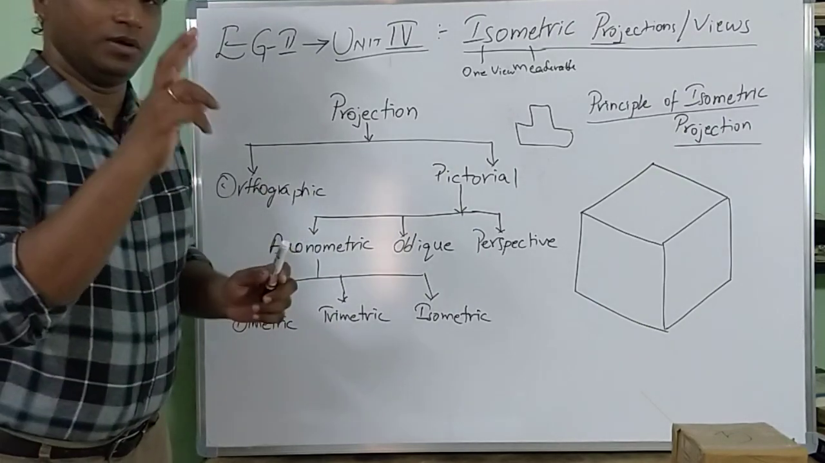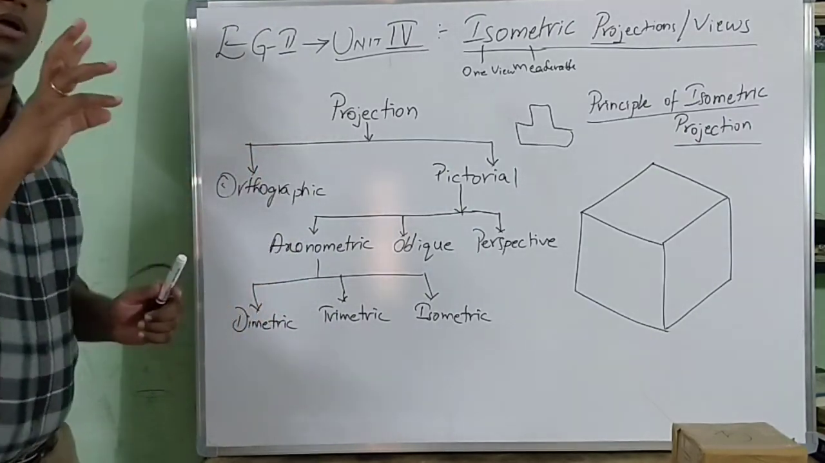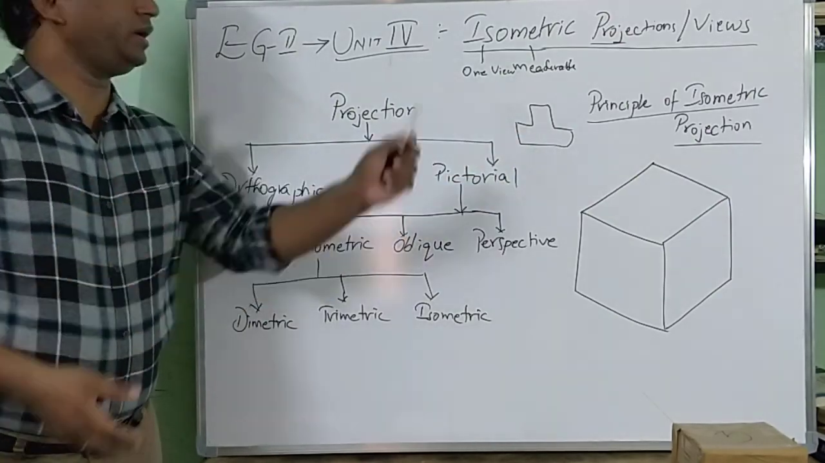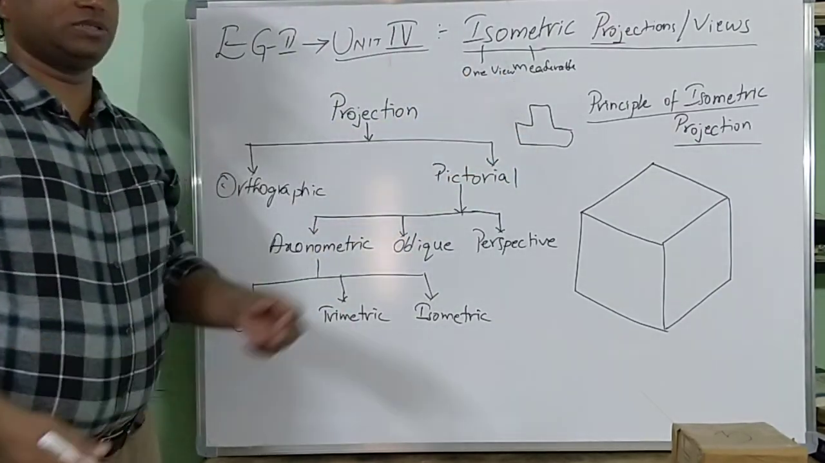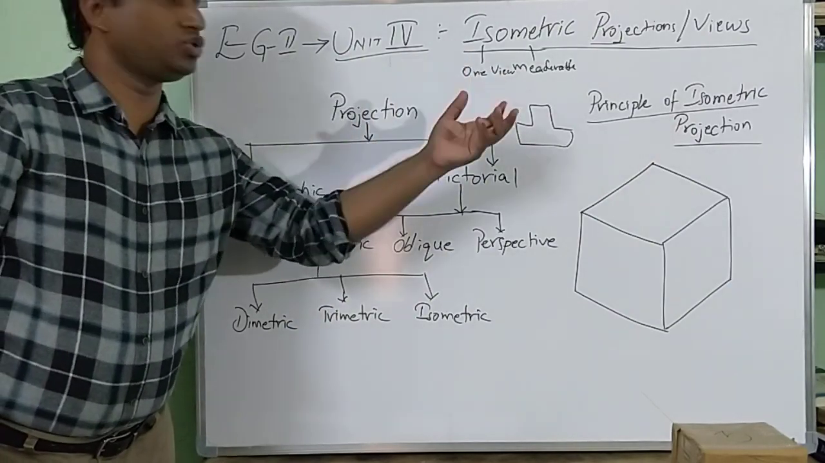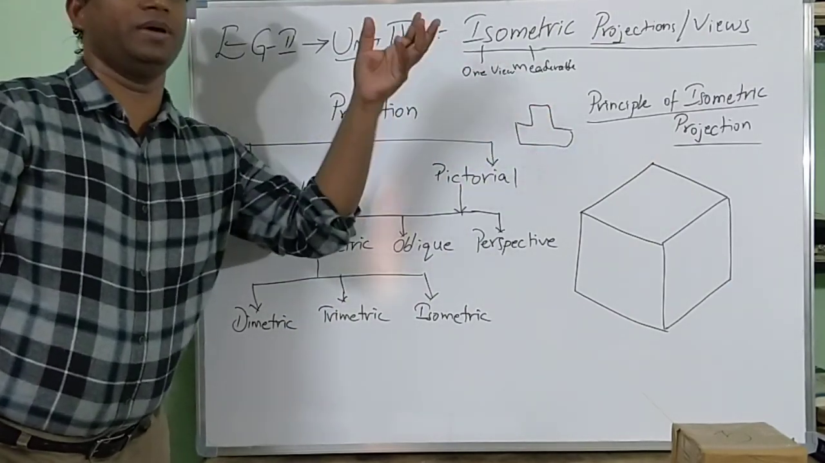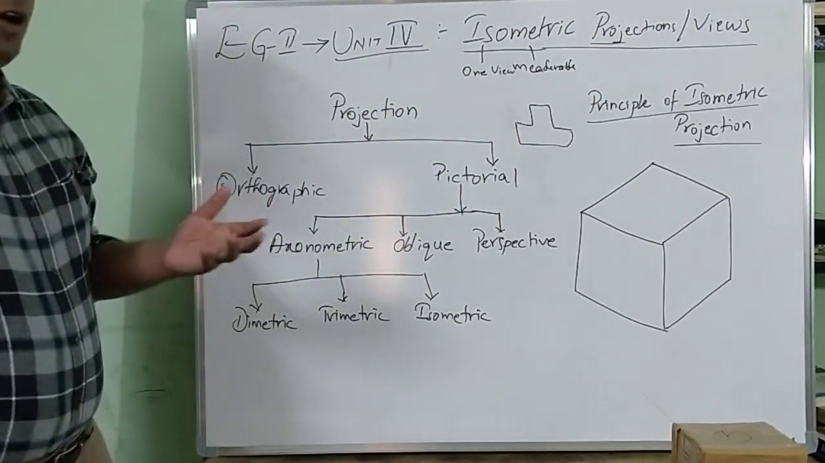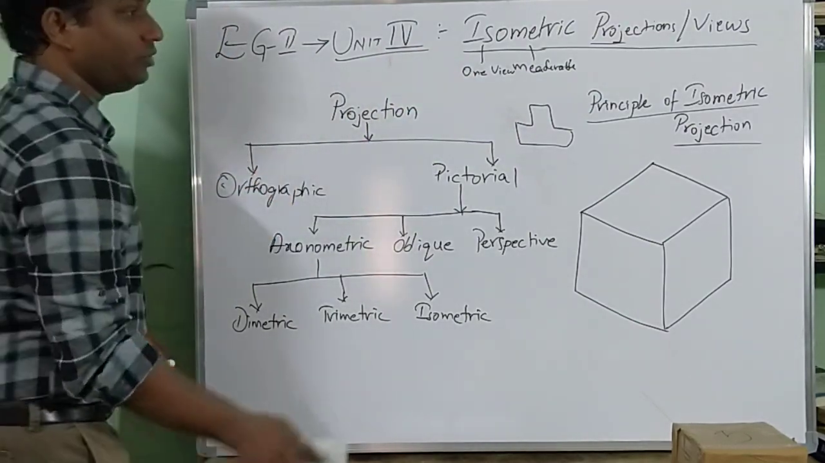In the same way, it is a shape or image, a frame which we can show. So isometric projection means the measurable objects which we can show in one view. So why one view? What are the measurable objects?